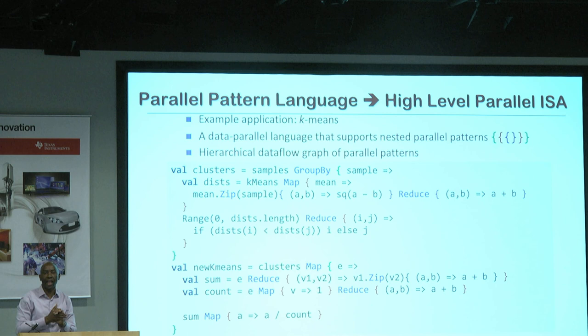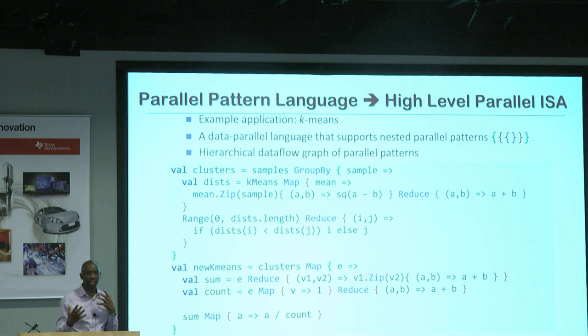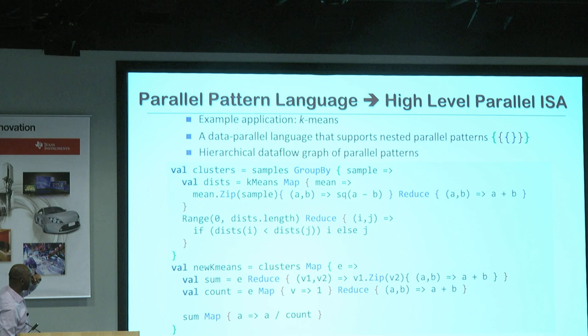So you can encode SQL. You can encode something like MATLAB. You can encode a graph DSL. And so this is an example of the k-means clustering that I just showed you in the OptiML DSL expressed as a set of parallel patterns. And the key thing to note here is that these parallel patterns are nested. So flat map reduce doesn't do it. It's not expressive enough. You need nesting, right? So you need to be able to nest things. And so if you look carefully, you can see the color coding there at the top. The braces show the nesting. So in this particular example, three levels of nested parallel patterns.